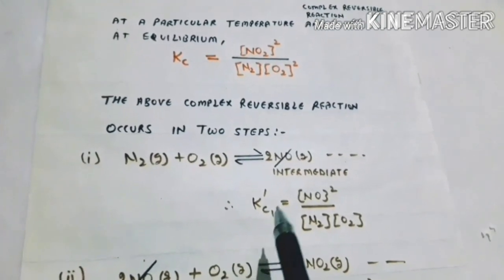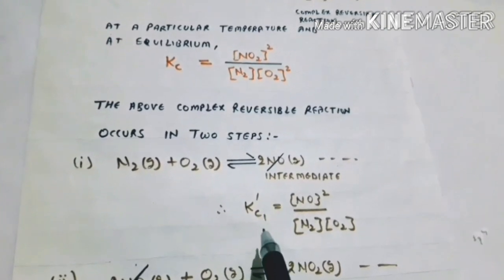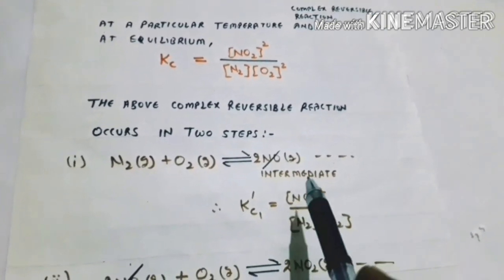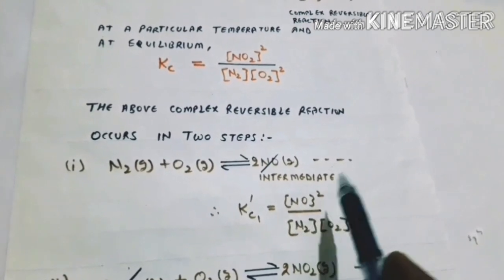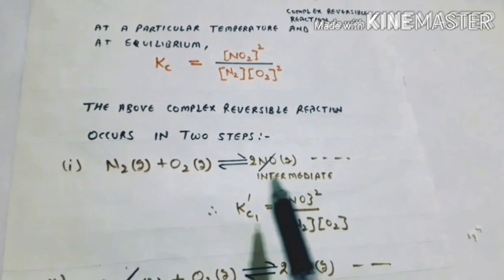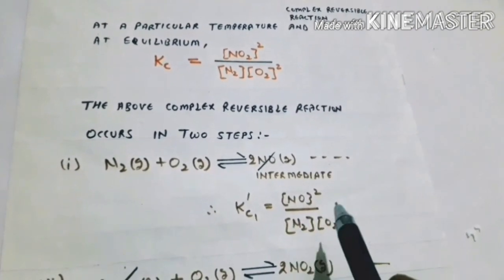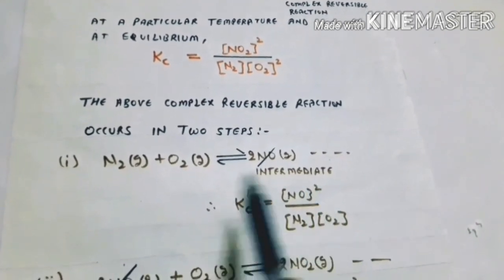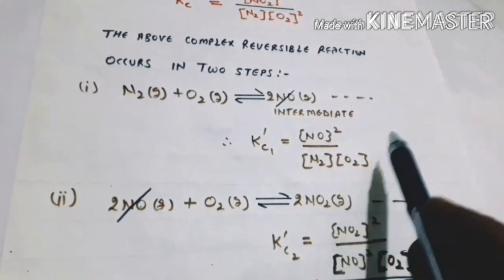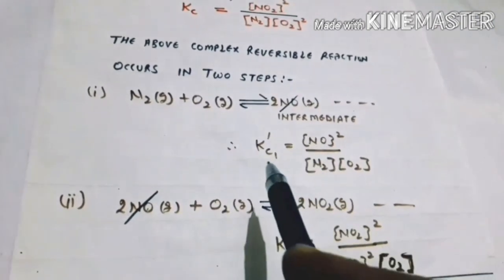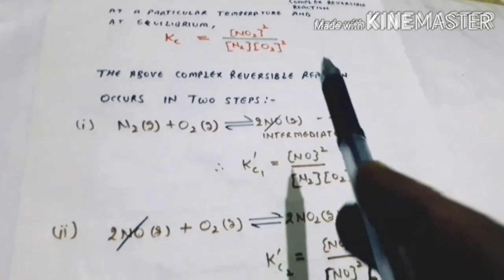So the equilibrium constant for this reversible elementary reaction, Kc1, is equal to the concentration of intermediate nitric oxide in mole per liter raised to power 2, over the concentration of reactant nitrogen gas in mole per liter raised to power 1, into the concentration of reactant oxygen gas in mole per liter raised to power 1. So this is the equilibrium constant for the first elementary reaction of the above complex reversible reaction.